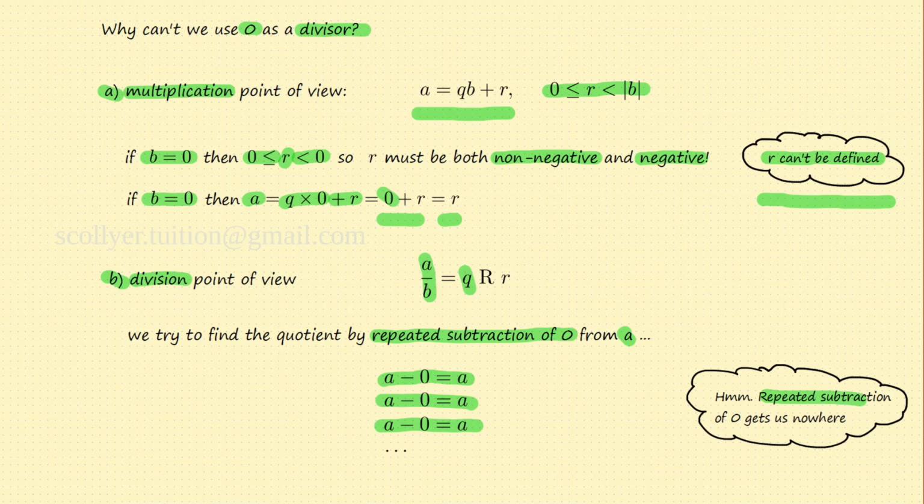Repeated subtraction of 0 gets us nowhere. It doesn't change the value of a. It doesn't reduce it. So we cannot find a quotient q if b equals 0. And so neither the multiplication point of view nor the division point of view make any sense at all if we allow b to be 0.